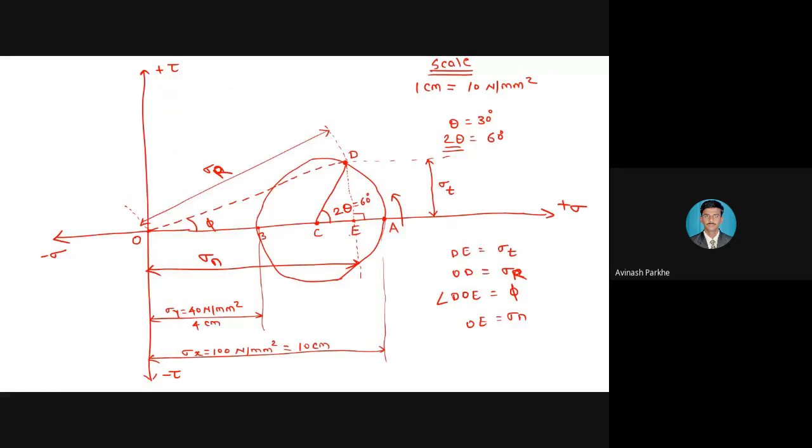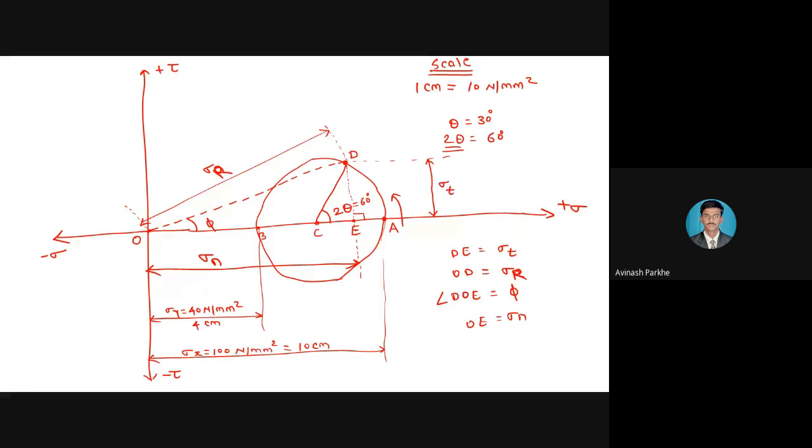Whatever the problem is, it is based on case number 2, where sigma x and sigma y are positive. Sigma x and sigma y are positive, therefore both are represented on the right side of the origin. First, point A represents the position of sigma x. At the bottom I have written sigma x is equal to 100 Newton per mm square, which is 10 centimeter. Sigma y is 4 centimeter, point B. Then I have taken the center of AB as point C.